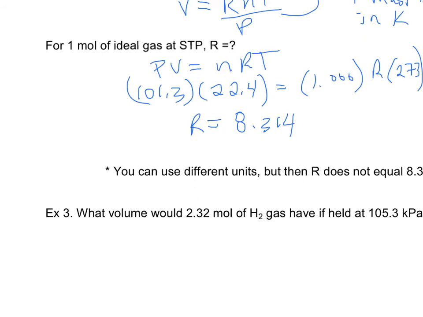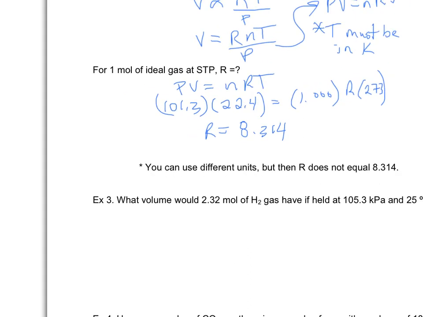Now the thing is that R only equals this value if you sub in liters for volume, kPa for pressure, and Kelvin for temperature. If you use torr for pressure or mL for volume, then R is going to equal some other number. So it's always important to convert into kPa, liters, and Kelvin before using PV equals nRT so that you know what the value of R is.